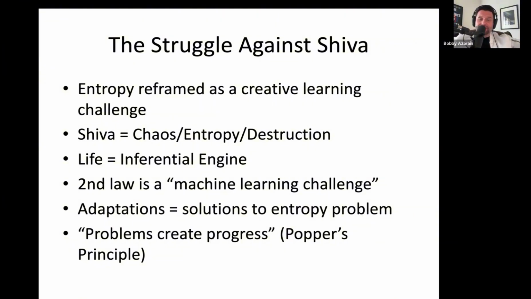Life's performing inference. So life or evolution is an inference engine. The second law is not this thing that says the universe is indifferent to life. It's actually, in this framework, the machine learning challenge that the universe presents to itself, to life, its most complex manifestation. And it's what forces them to learn and accumulate these adaptations. So then we have a principle: problems create progress.